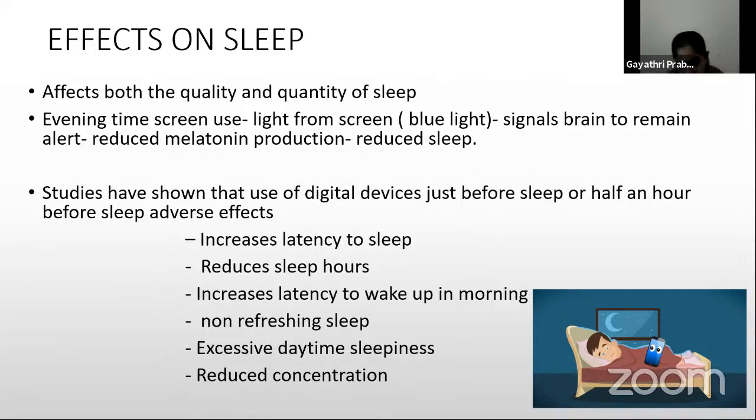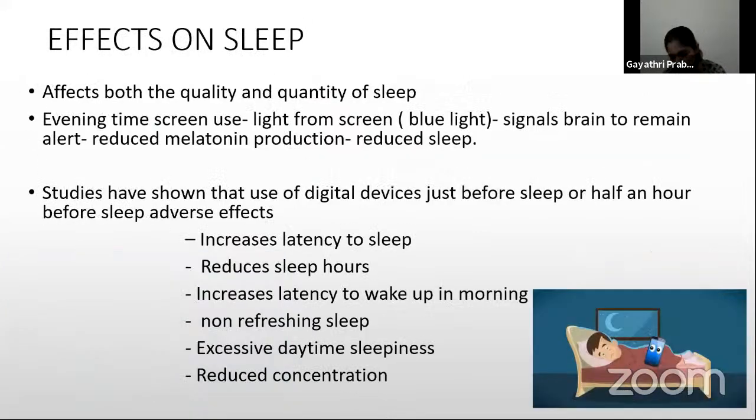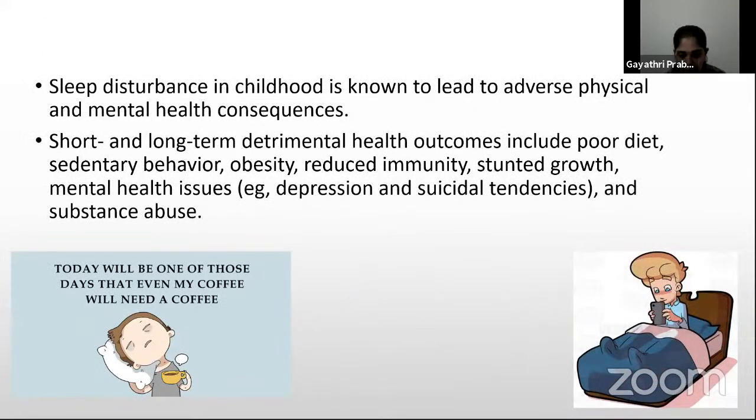Now, the other effect of it is you get a non-refreshing sleep. Even if you sleep for say 6 hours, you don't feel like you are refreshed after that 6 hours of sleep. And because your sleep is not complete, or you don't get that quality sleep, during the day when you're awake, you feel a little disoriented, you feel a little lethargic, you feel sleepy during the day, you don't have that kind of attention level or that kind of concentration level that you should have. So these are all the adverse effects of screen time on your sleep pattern.